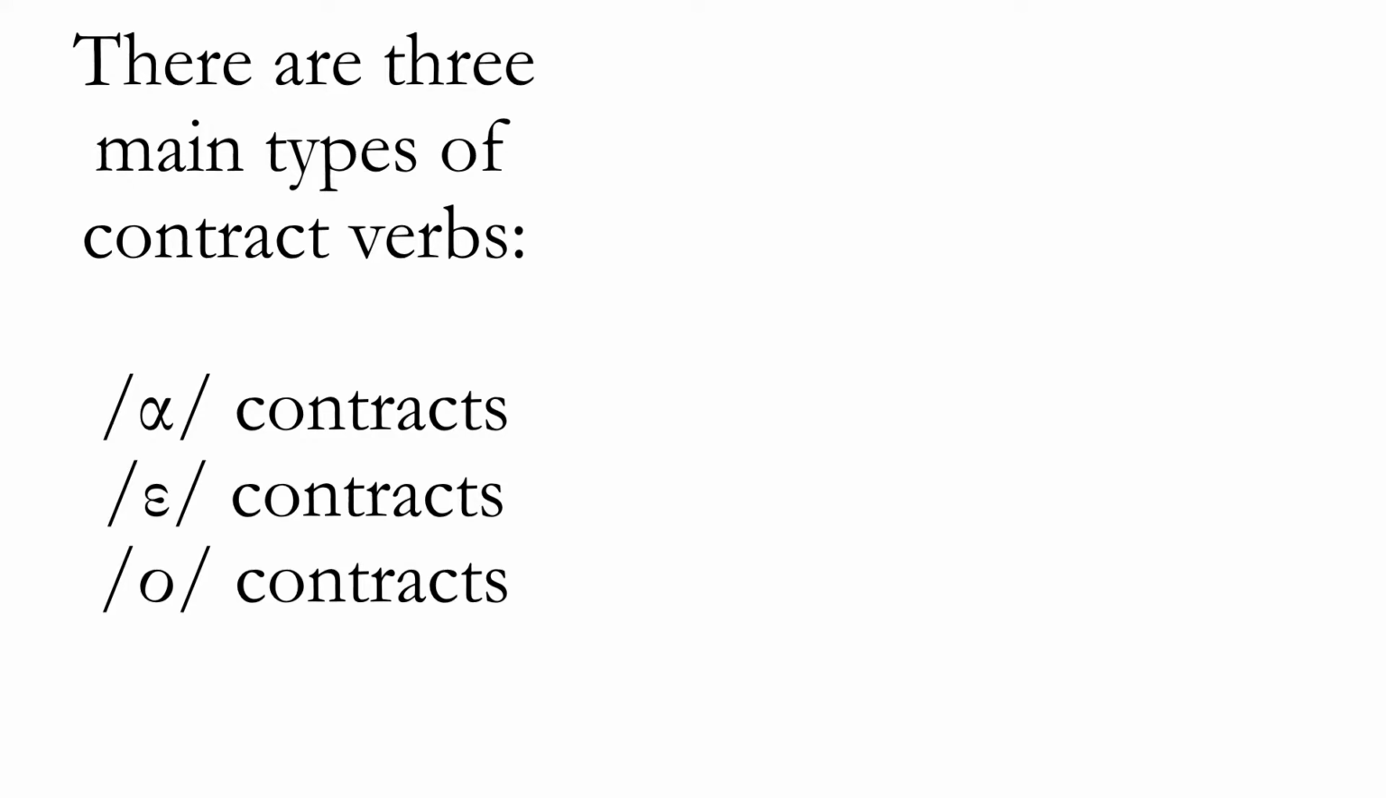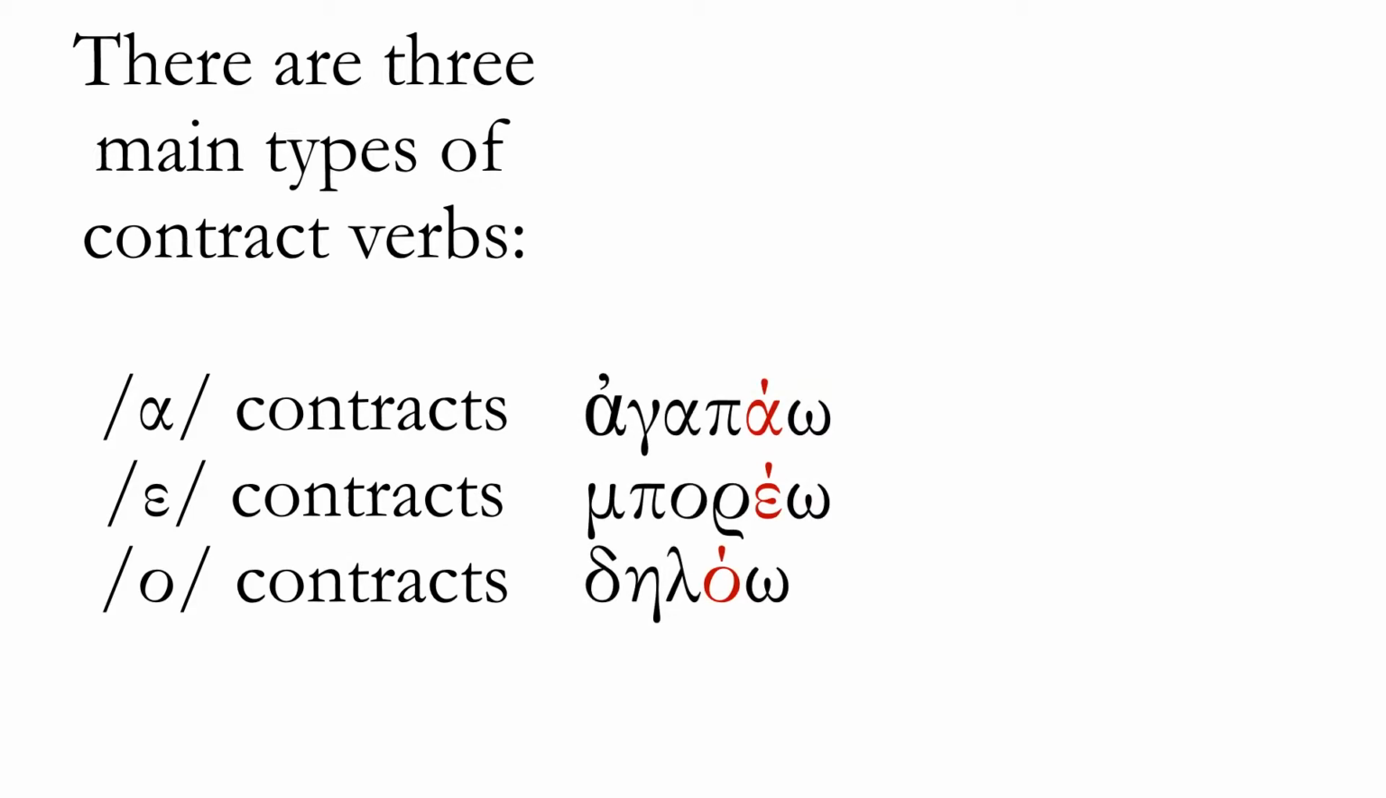There are three main types of contract verbs. They have names. We call them the alpha contracts, the epsilon contracts, and the omicron contracts. The most common ones are the alpha. So we'll get a word like agapao, which means I love, boreo, which even a pretty good speaker of Greek may never have heard before, and the law. The law is I declare. Boreo, to go back to that, is, well, we'll leave it until you see it in contracted form.